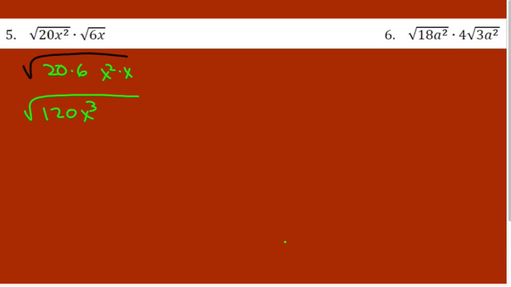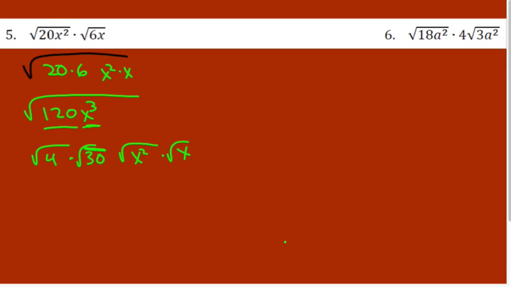Now, that is not simplified. That's not even close to simplified. So what I need to do is break this up and see what I can do with it. I think that breaks up into 4 times square root of 30. And I'm also going to break this up into square root of x squared times square root of x.